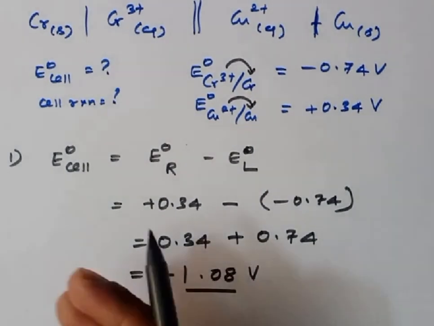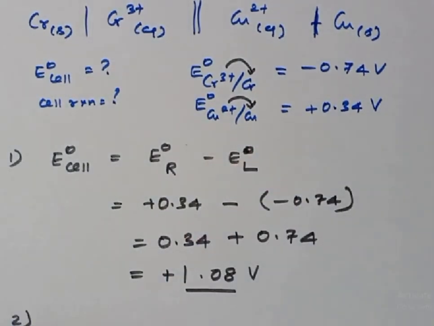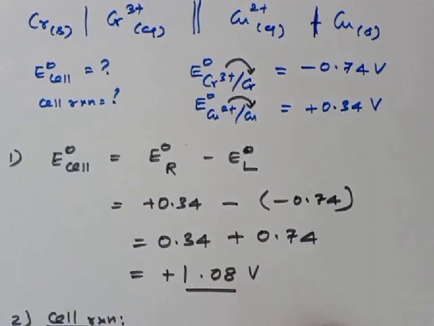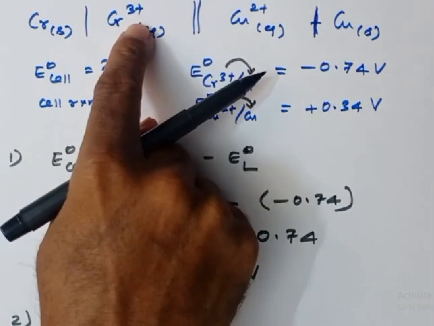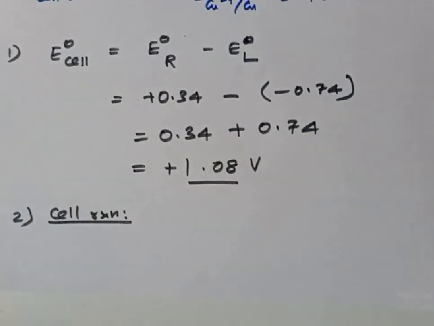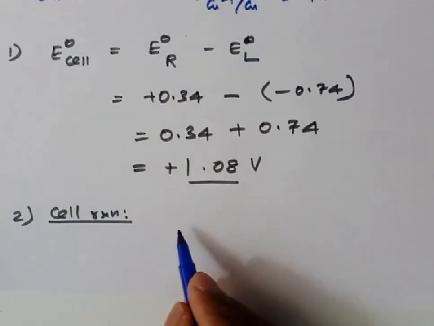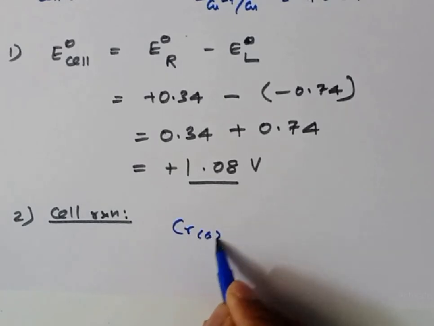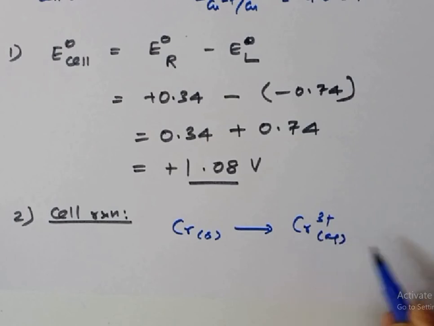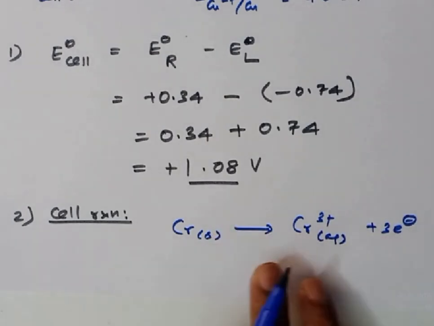Now how to write the cell reaction? It's very simple actually. First you write the anode reaction. On the anode side, chromium becomes chromium 3 plus, right? Chromium becoming chromium 3 plus means it releases 3 electrons. So I'll write here chromium solid becoming chromium 3 plus aqueous and releasing 3 electrons. Good. This is the reaction that occurs at the anode.